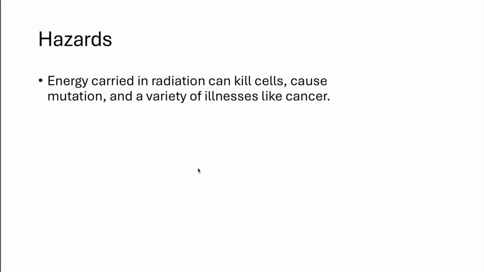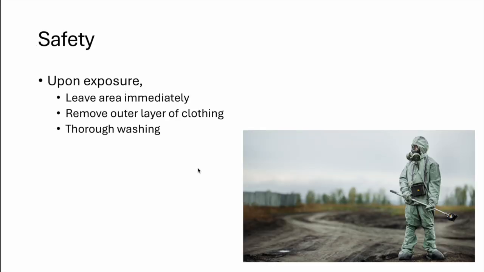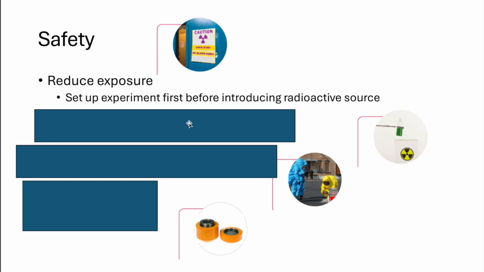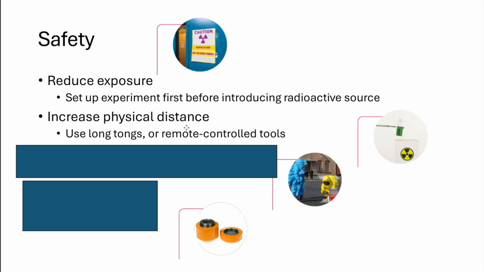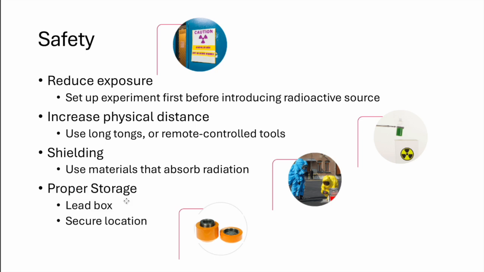So firstly, to protect ourselves, we limit contamination. We leave the area immediately, remove the outer layer of clothing, and wash it off appropriately. Next, of course, reduce exposure. Treat these radioactive sources as per how the safety instructions direct. Reduce exposure time, increase distance, use shielding, and proper storage.